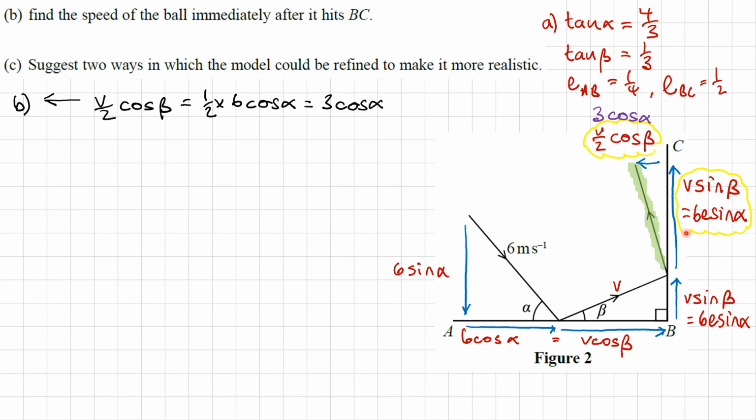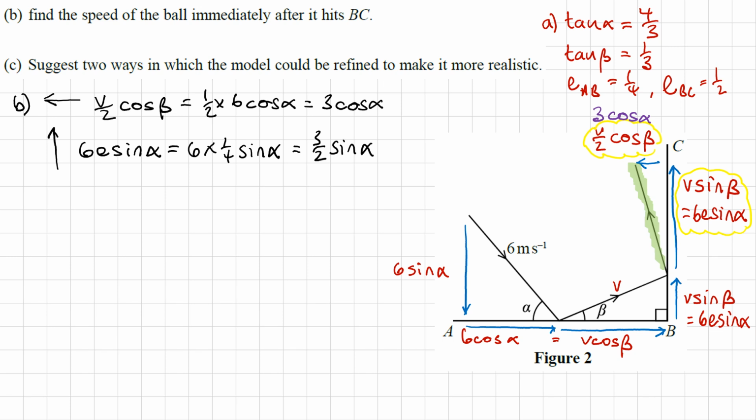And then I can do the same for this component, use the bit with the 6e sine alpha. So this component here, that is 6e sine alpha. Now we worked out in part A that E is a quarter. So 6 times a quarter sine alpha, and so that will be 3/2 sine alpha.